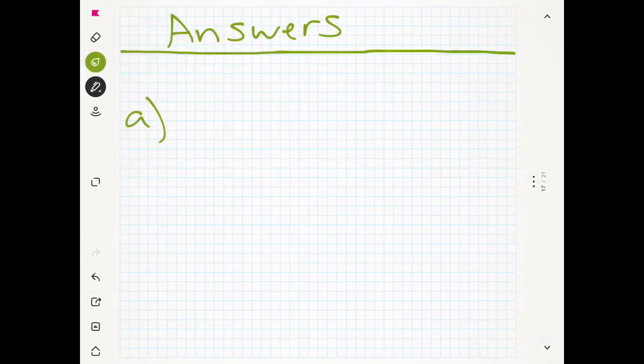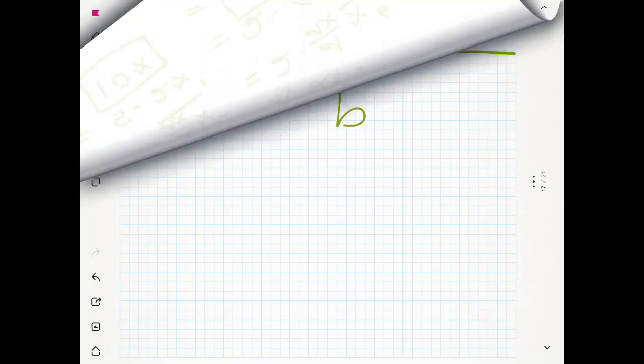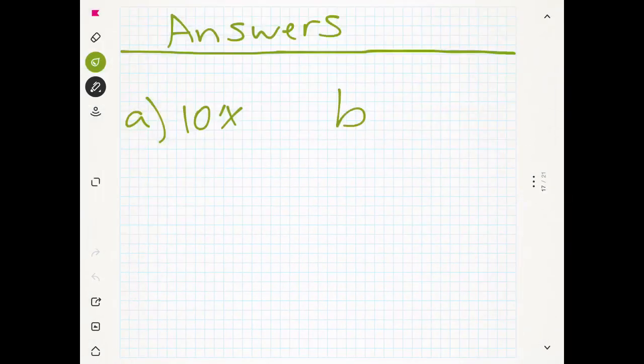Answers for A, 10x. For B, 12x to the power of 5. All right, now let's continue.